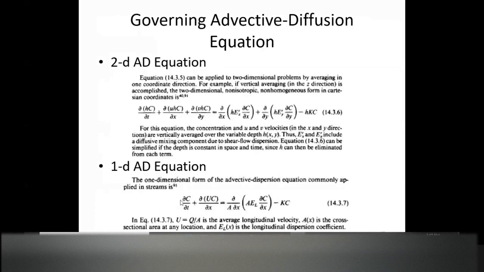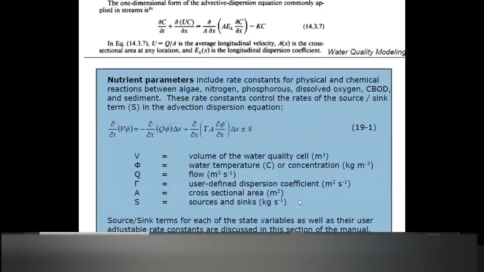We have seen this equation, the 1D advection dispersion equation, having unsteadiness or temporal acceleration, spatial variation, this is diffusivity, and this is sink and source. Here I am comparing the manual of HEC-RAS with the equation which we have informed you, the advection dispersion equation in one dimensional form. A similar equation HEC-RAS is using for nutrient transport, but the symbols are a little bit different.